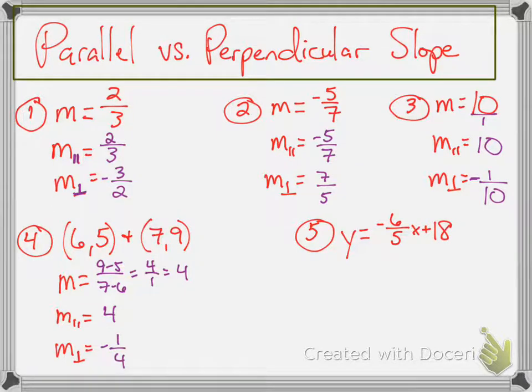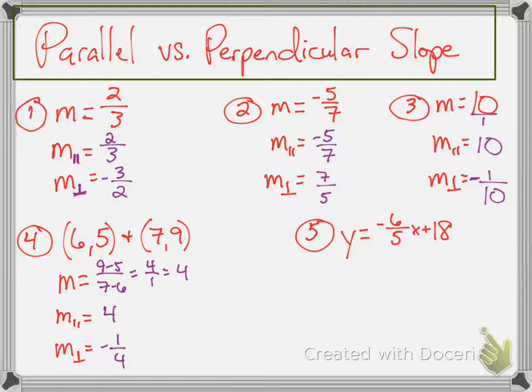Again, the reason I bring this up, you'll see that with the IXL, where it may just give you 2 points and say, well, what's parallel or what's perpendicular to it? You have to find the original slope first. So you might have to do it from two ordered pairs, or it might be a problem like number 5 here, where you're given it in slope-intercept form.